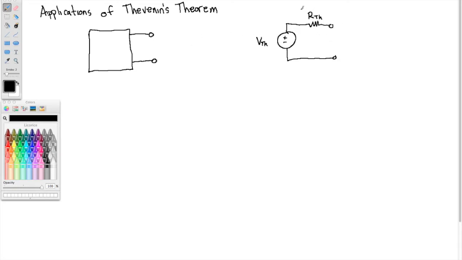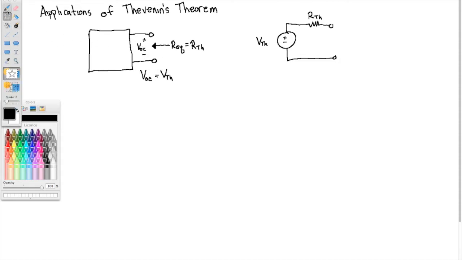So last video we found ways of determining VThev and RThev. RThev, it turns out that if I find the equivalent resistance at the output terminals, that's the Thevenin resistance. And if I do not connect anything, or said another way, I connect an open circuit, I just leave it open, then the voltage right here, called VOC for open circuit voltage, we showed that the open circuit voltage is the Thevenin voltage.